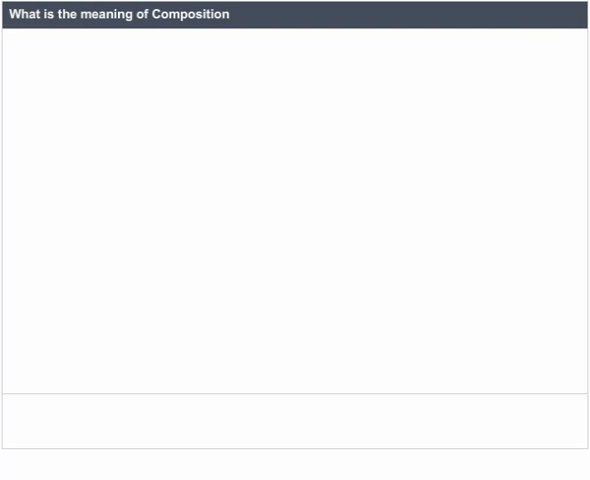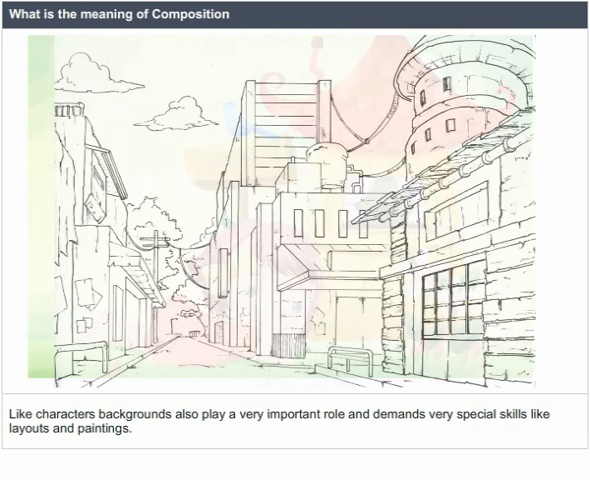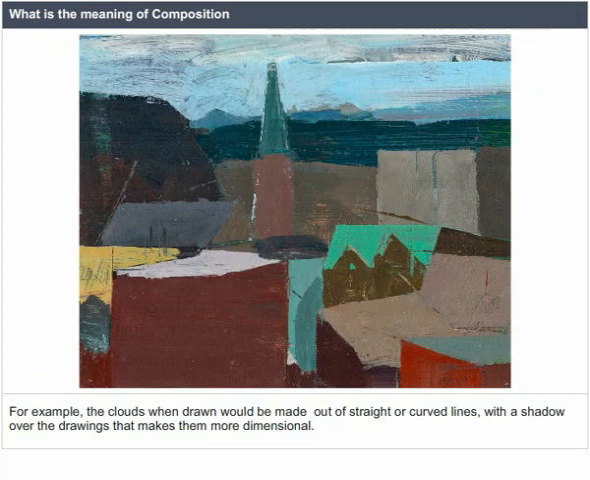Like characters, backgrounds also play a very important role and demand very special skills like layouts and paintings. Different scenarios like landscape, seascape, and cityscapes would have similarities between them, which are the stylized pattern among all the elements. For example, the clouds when drawn would be made out of straight or curved lines, with a shadow over the drawings that makes them more dimensional.